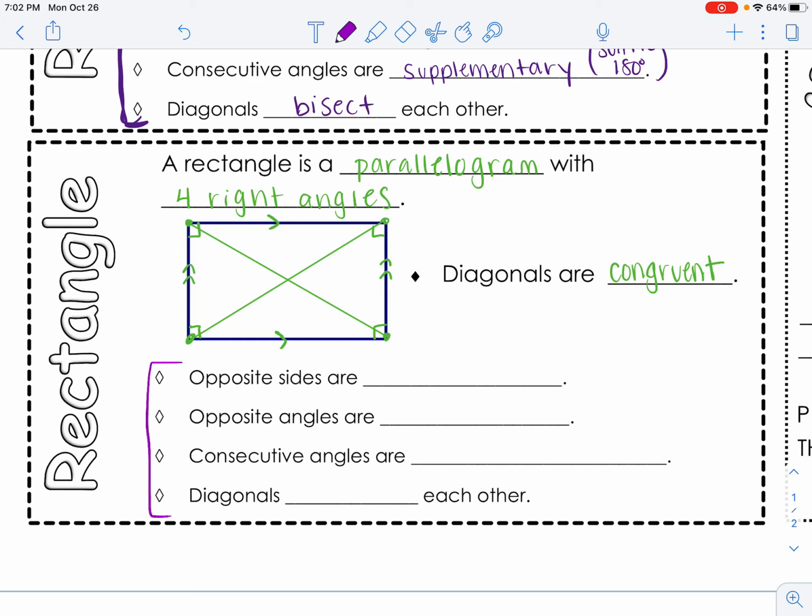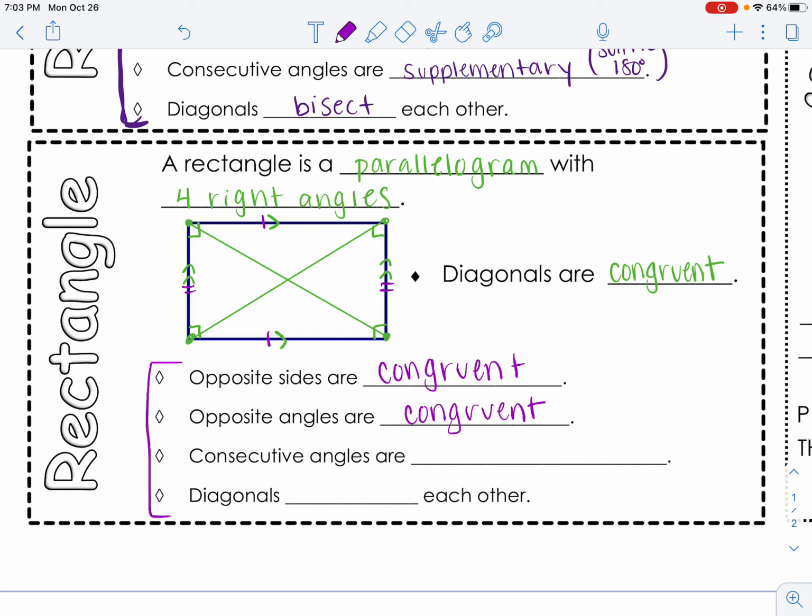All right, so let's fill in these other properties. The first one is that opposite sides in the rectangle are congruent. So the sides across from each other are congruent, so we can mark those as being congruent now. We also know that opposite angles are congruent. And really, all 4 angles are congruent, right? Because of that property, we know that all right angles are always congruent. That we used a lot in proofs.